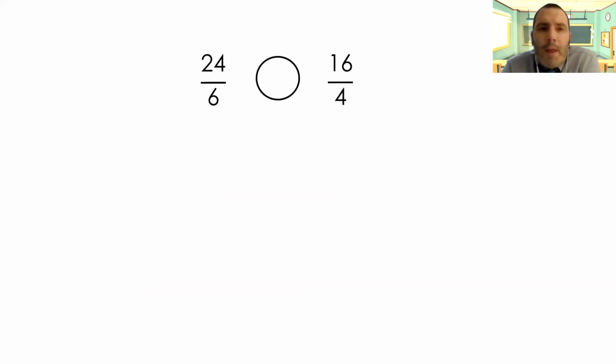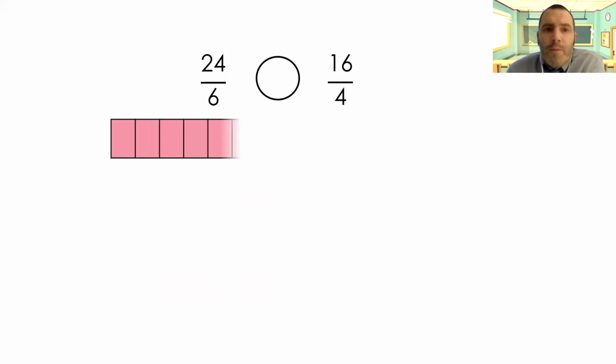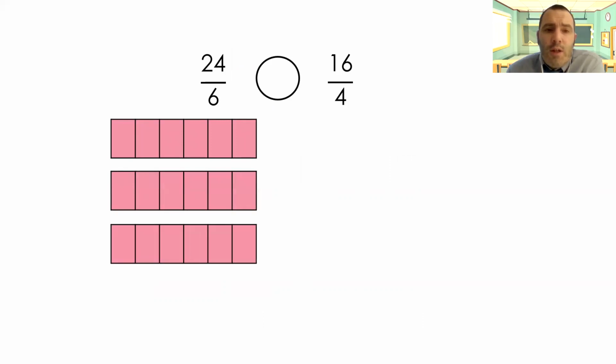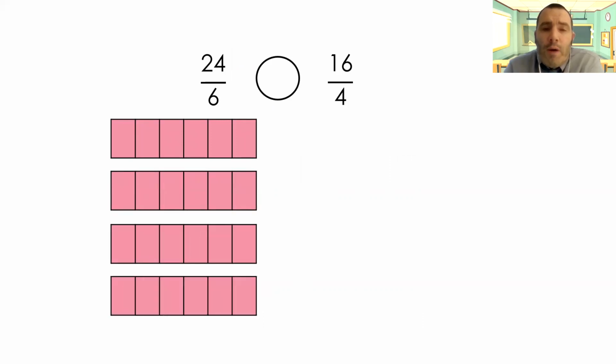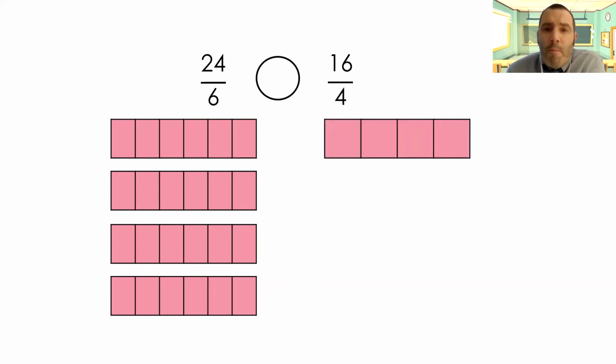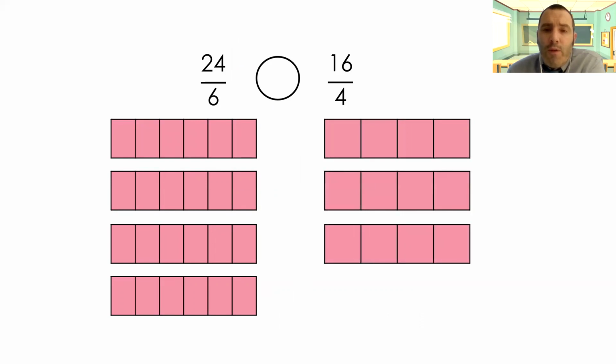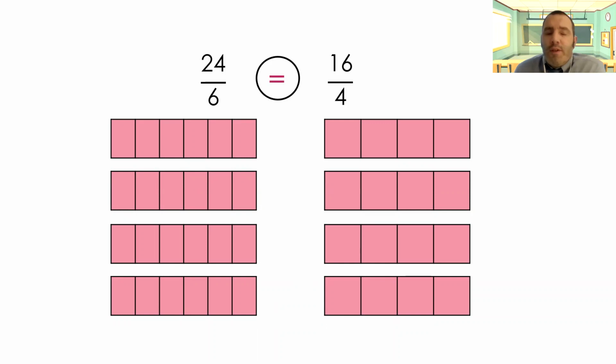How about this one? I've got 24 sixths and 16 fourths, or 16 quarters. Let's work it through. I've got 1 bar of 6, 2 bars of 6, 3 bars of 6, 4 bars of 6. I've got 4 wholes here. I've got 1 bar of 4, 2 bars of 4, 3 bars of 4, 4 bars of 4. I've got 4 wholes here. They're the same. They're an equivalent fraction to each other.